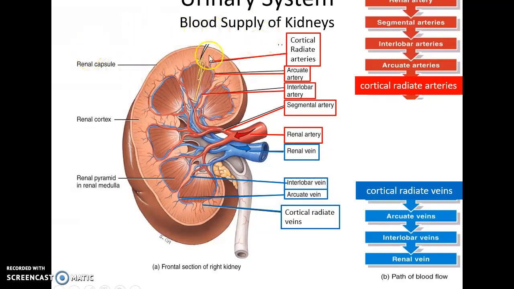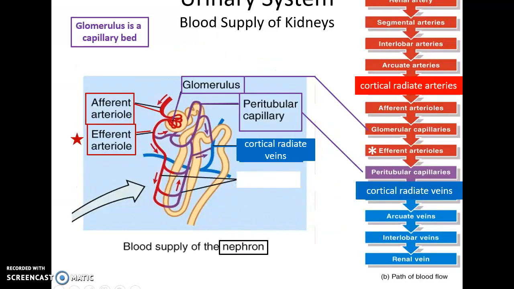Veins have similar names. You have the cortical radiate veins, and then carry blood to the arcuate veins, and then the interlobar veins, and finally out the renal vein. On the microscopic level, we see that the cortical radiate arteries eventually branch into tiny afferent arterioles. These arterioles carry blood to a capillary bed called the glomerulus.